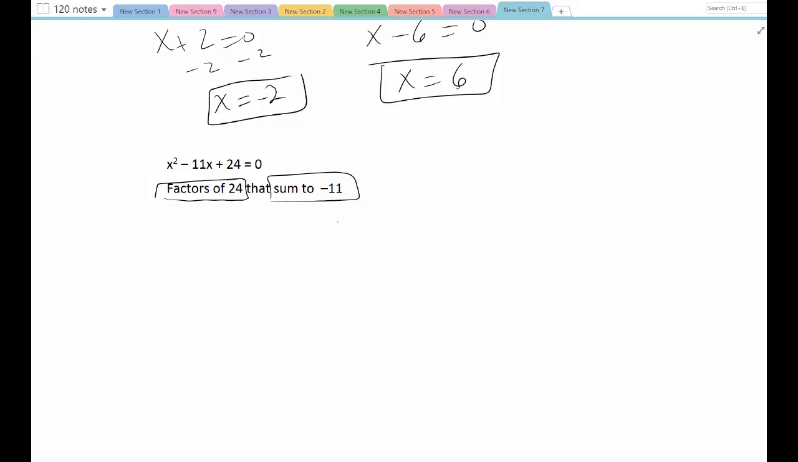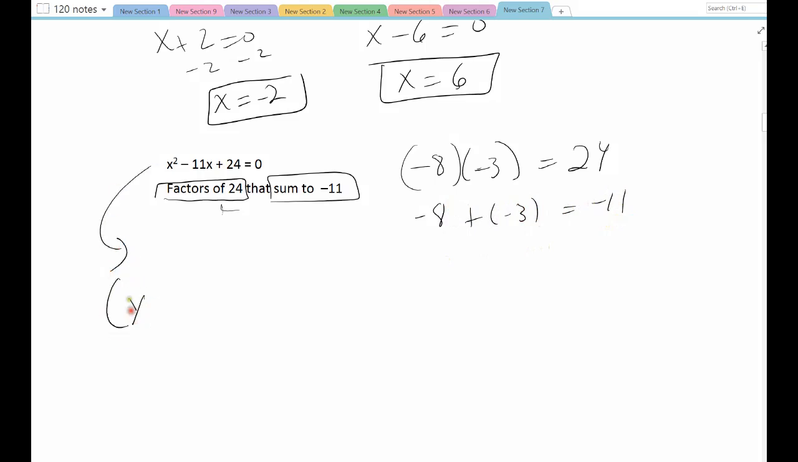And first of all, 24 is a positive number. 11 is a negative number, so that means when I multiplied, they both had to be negative, right? In order to add them up and get a negative number, and multiply and get a positive number. And so this tells me that they're both negative. And so if I have negative 8 and negative 3, that is positive 24, right? Those are the factors. And then if I take negative 8 and add to it negative 3, that'll give me negative 11. And so negative 8 and negative 3 are my values.